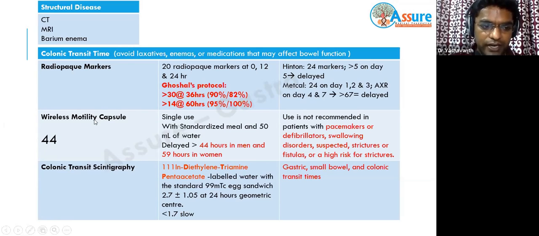And you have the wireless motility capsule, which is usually not done in India, usually outside. It is a single use capsule. Sometimes it is a part of video capsule.